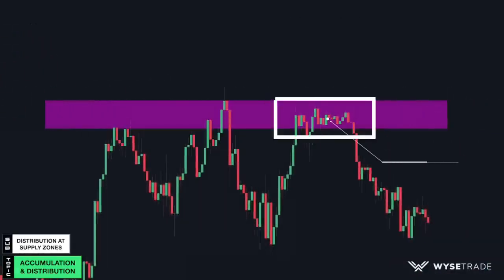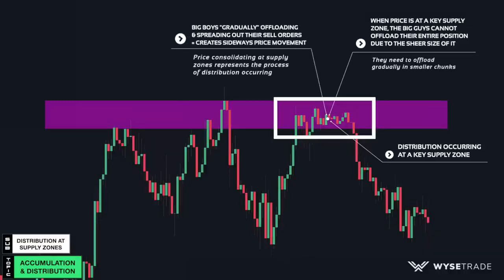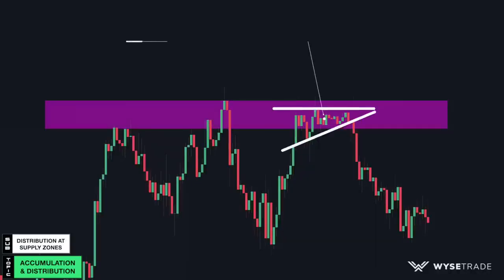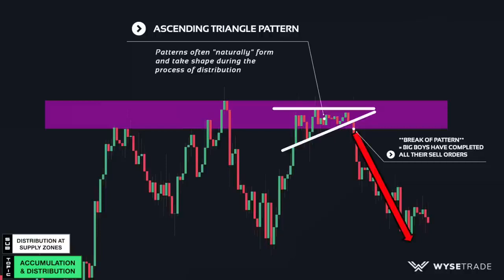When price is at a key supply zone, the big guys cannot offload their entire position all at once due to the sheer size of it all. They need to offload gradually and in chunks. This again causes sideways price movement and consolidation to form, and it's a reflection of the process of distribution. Notice how this distribution process also forms an ascending triangle pattern. Once all their selling is done and all new short positions are complete, a massive reversal occurs.